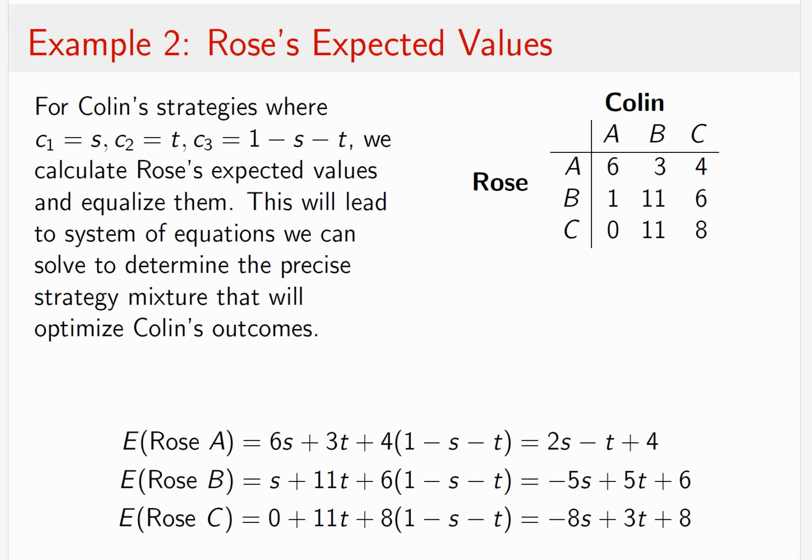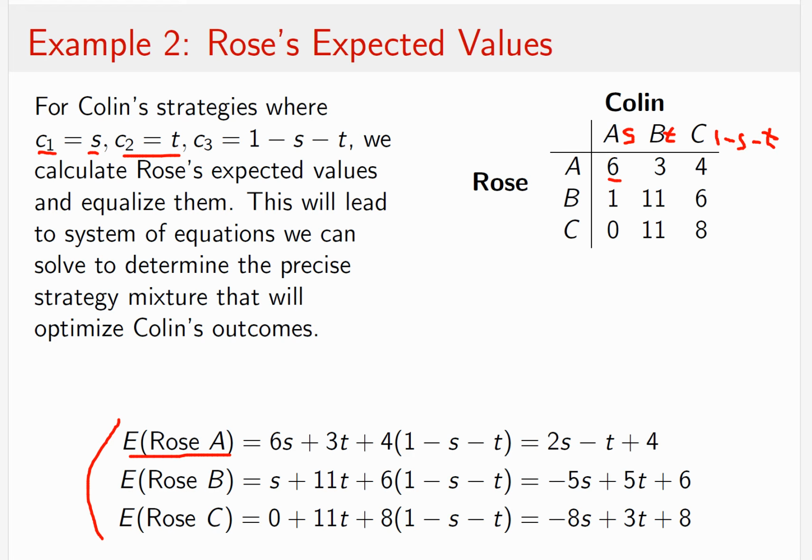We still need Colin's optimal strategy mixture, and for that, we actually solve for Rose's expected values. Why? Well, because they're going to be based on, oh, Colin plays strategy A S percentage of the time, and he plays strategy B T percentage of the time, and he plays strategy C 1 minus S minus T percentage of the time. So I can take those values and create the expected value of Rose A.